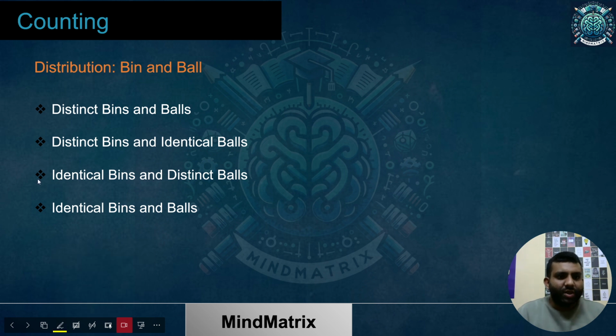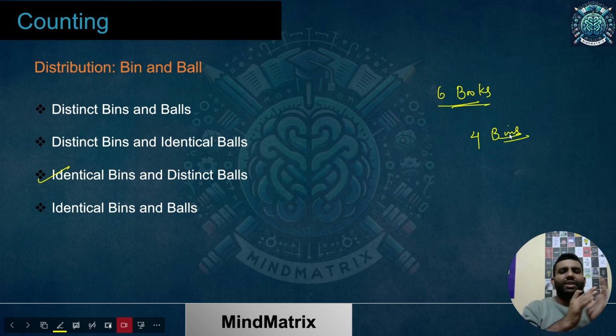So let's talk about this case, identical bins and distinct balls. Now I'm having identical bins. Just to take an example, let's suppose I'm having 6 books, all different books, and I'm having 4 bins. It would be a complex problem to solve, but I'll give you the example, and then I'll decrease the numbers so we can get the answer.